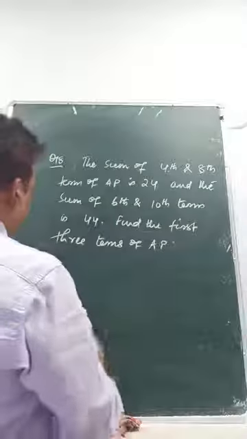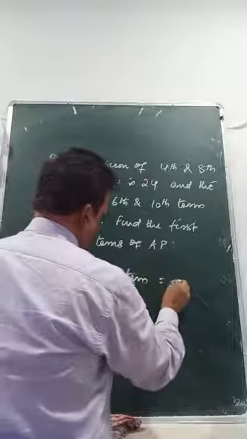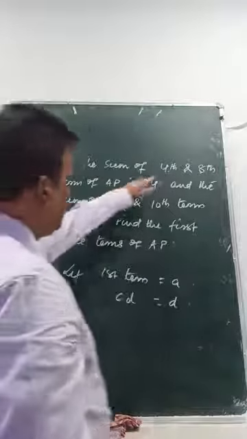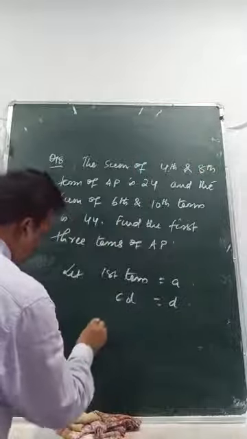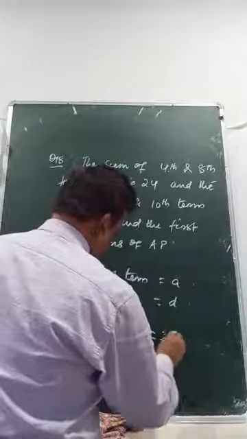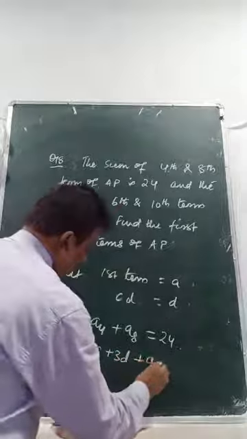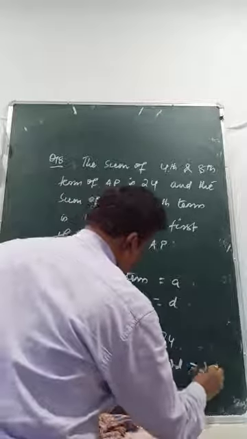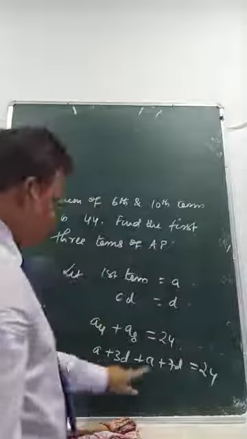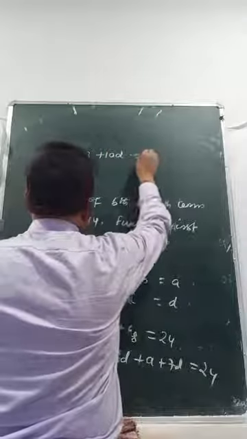Okay, let the first term equal A. Common difference is D. Fourth and eighth: A4 plus A8 equals 24. Write down what is A4: A plus 3D, A plus 7D equals 24. Simple question, these are not difficult. So 2A plus 10D equals 24.